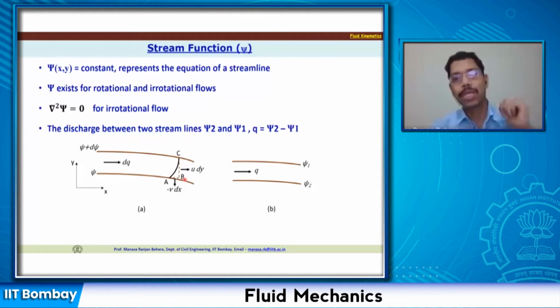The flux is u dy. Similarly, the flux through this face, that is AB, is going to be minus v dx. Minus v because it is in the reverse direction of y. Okay. So I have this u dy minus v dx.